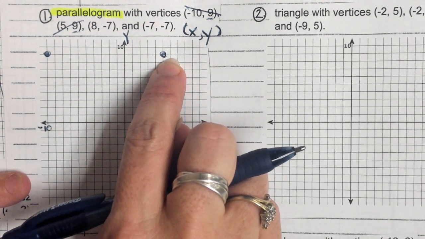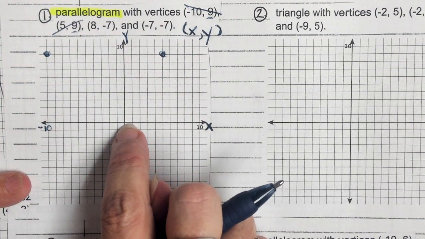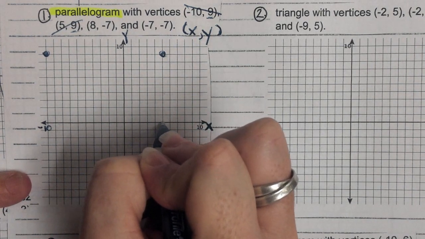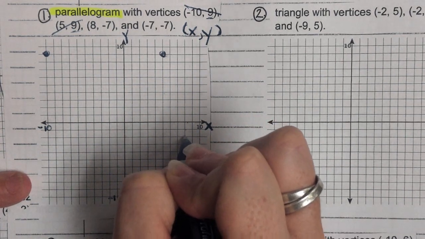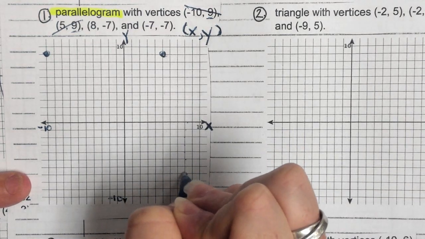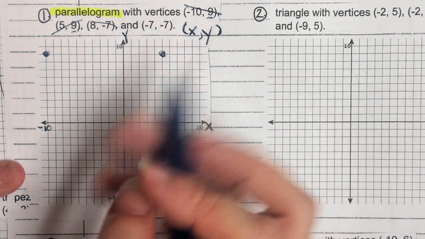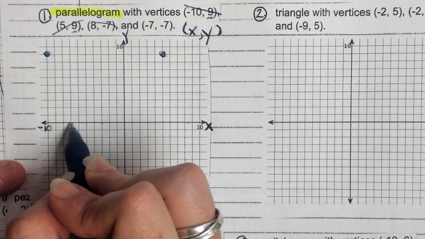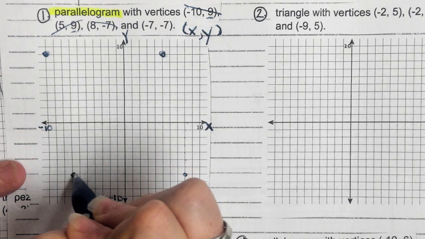Okay. Now I'm going to do 8 and -7. +8. I'm going to go this way. 4, 5, 6, 7, 8, and then -7 down. Okay, and now I'm going to do this one, -7 and -7. 3, 4, 5, 6, 7. 1, 2, 3, 4, 5, 6, 7.